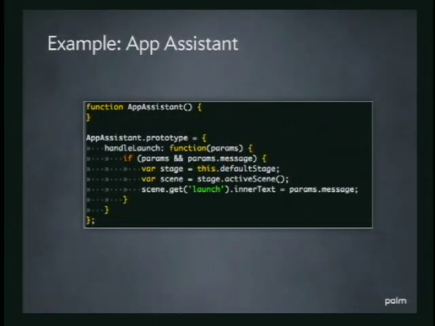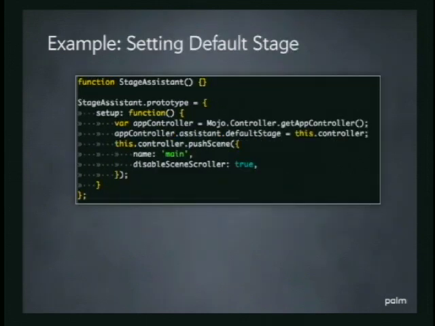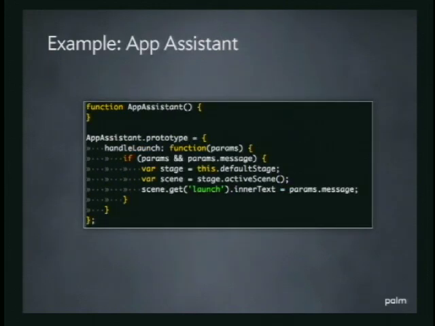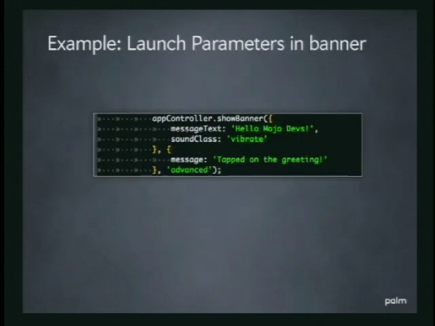So one confusing thing that I have here is that I've got this reference to this.default stage. Now that doesn't exist. That's not a Mojo thing. We don't give you a reference to the default stage. So instead, in my default stage assistant that you get with every Mojo app by default, I just stuck it on there. Got my app controller, got the assistant, and set default stage to myself. That way, I always have a reference to that stage. And then when I call appcontroller.showBanner, it'll go to the right place.